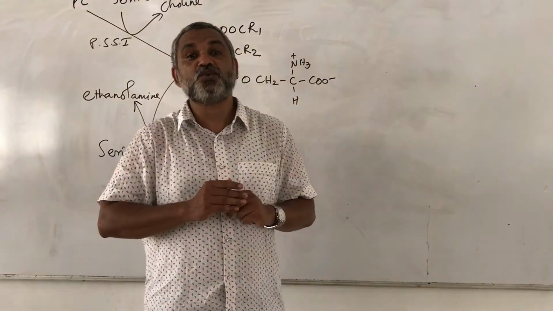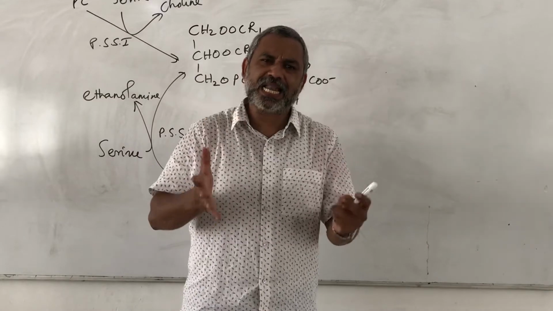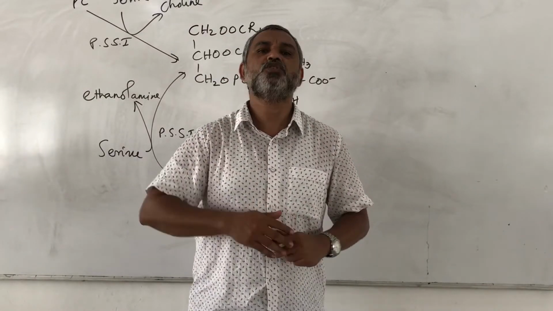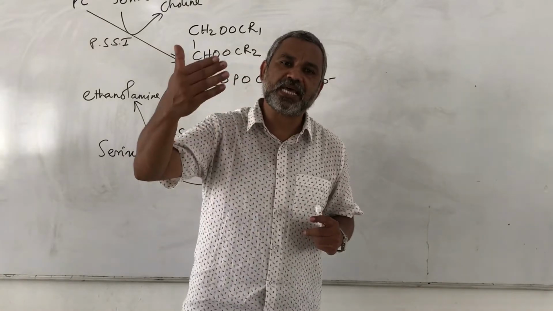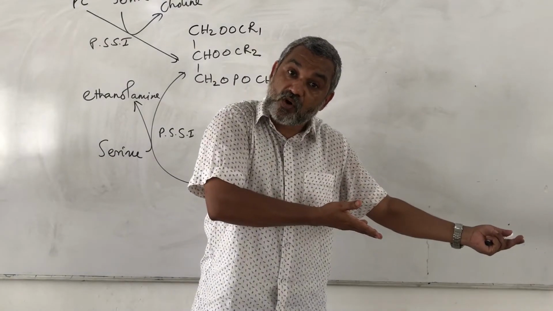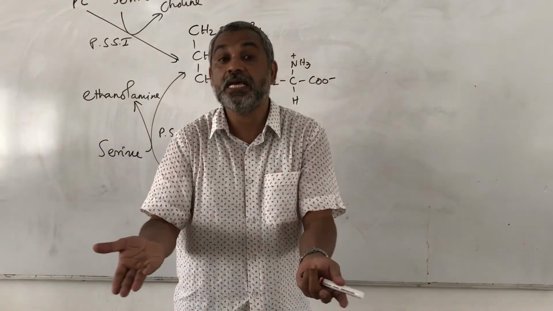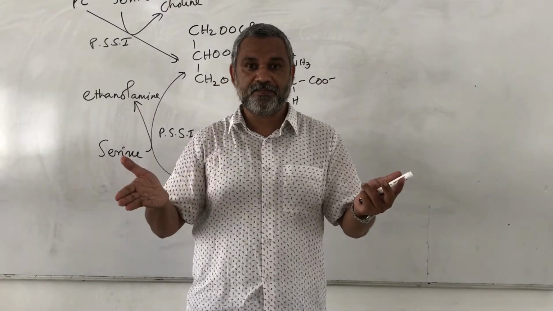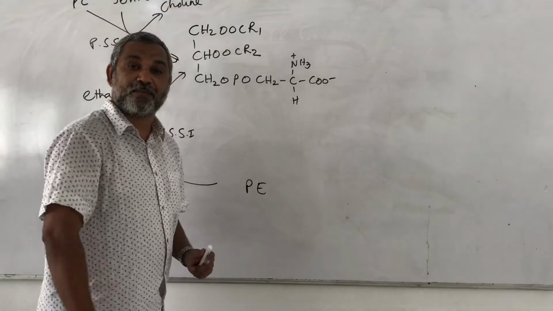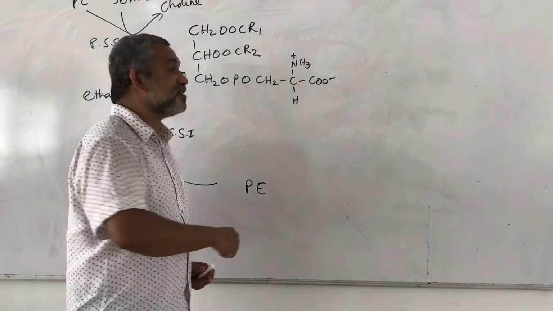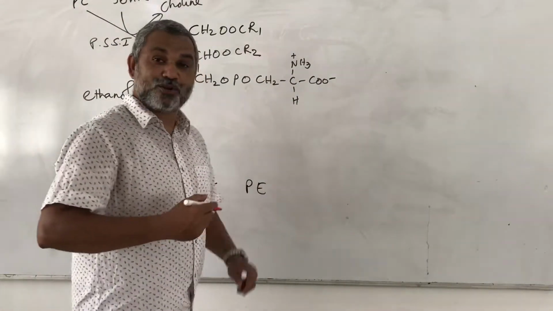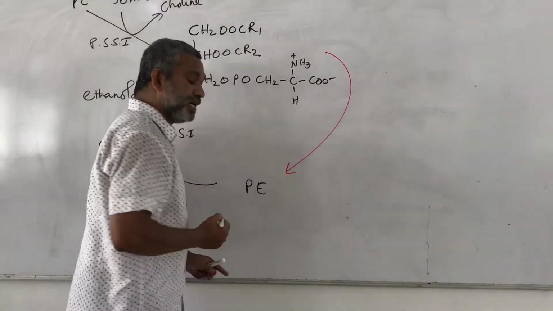What is important for us to understand is a cell will have different requirements of these phospholipids. So depending on the need, it will synthesize maybe more of phosphatidylethanolamine, sometime more of phosphatidylcholine, sometime more of phosphatidylserine, depending on the need. Suppose the need is to synthesize phosphatidylethanolamine. How do we convert phosphatidylserine to phosphatidylethanolamine?